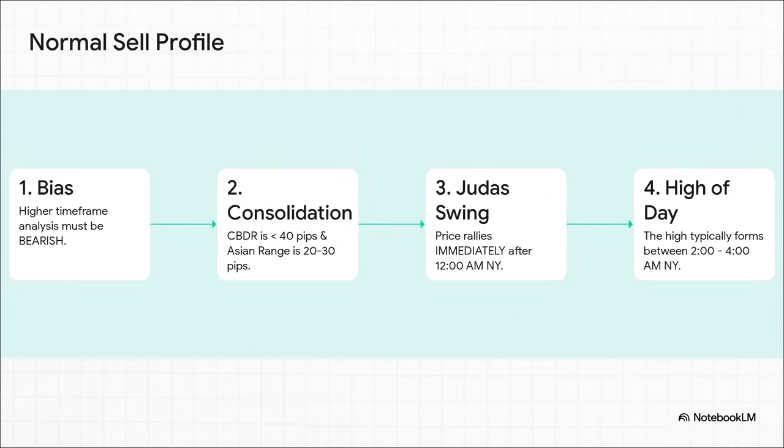For the classic London normal protraction sell, the rules are very strict. It's like a checklist. First, your higher time frame bias has to be bearish, non-negotiable. Second, you need those perfect conditions we just talked about. CBDR under 40 pips, Asian range between 20 and 30, and third, this is the fingerprint of the setup. Price has to start rallying immediately after 12 a.m. New York time. This rally is what creates the high of the day, usually between 2 a.m.